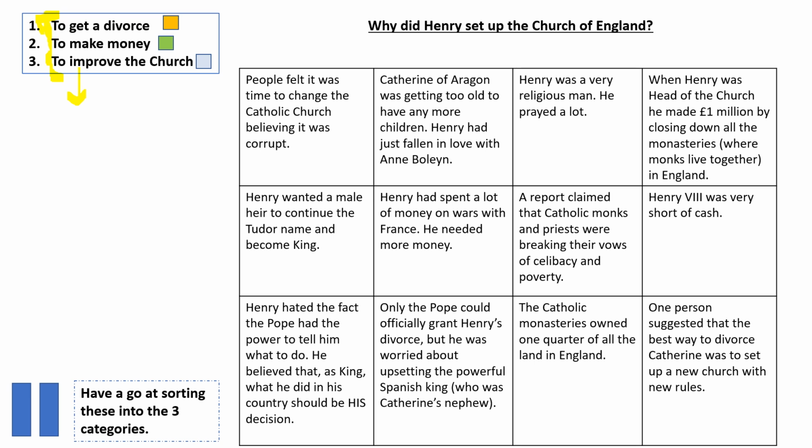So what I'd like you to do is pause the video and have a go at sorting these reasons into the three categories: getting a divorce, making money, and improving the church. Now I've put a colour code here because on my next slide I'm going to put them into the right order for you. If you've got three colours, like three highlighters, that'd be great, or you can just write them out and put them into a table with the three categories, and write the reasons like this if you want. But have a go at trying to sort those into those three categories and pause here.